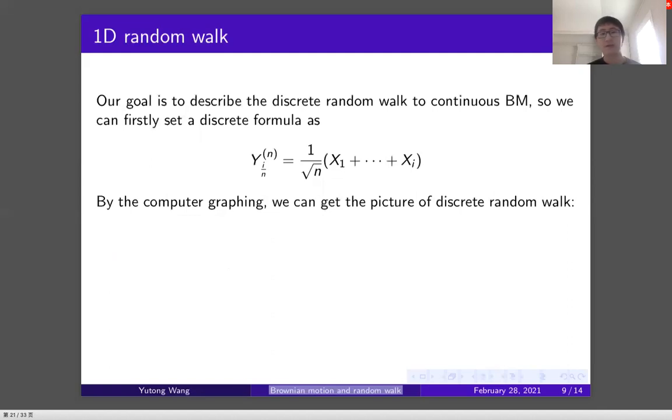So our goal is to go from a discrete random walk to a continuous Brownian motion. We can first set the discrete formula as this S. By computer graphing, we can get a picture of the discrete random walk, which is exactly some points without connection.